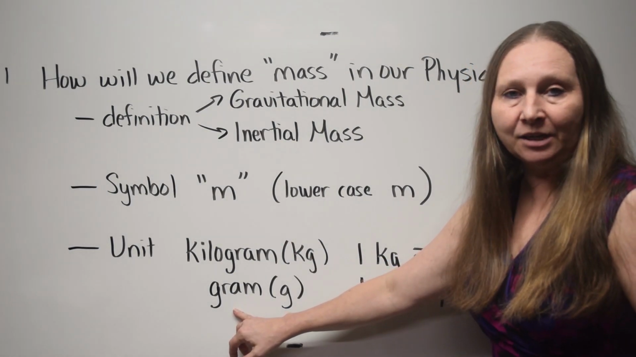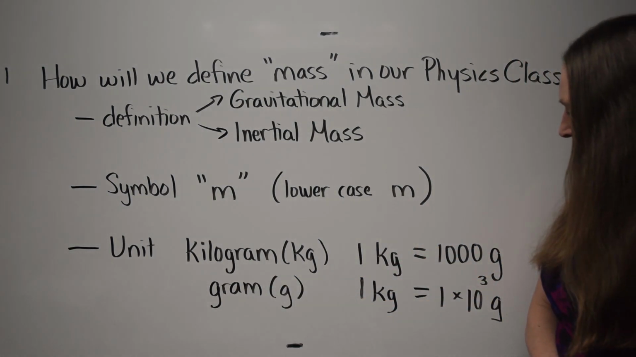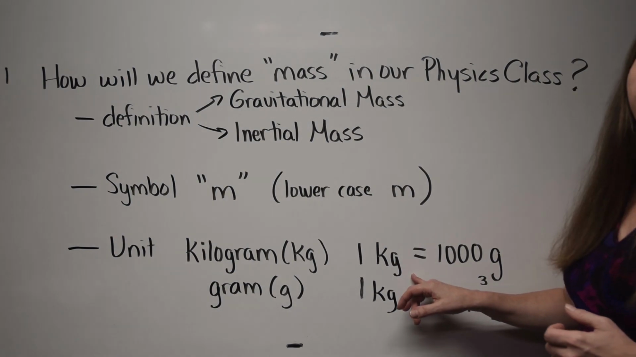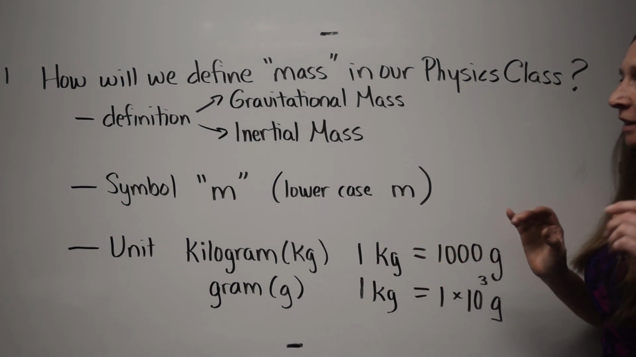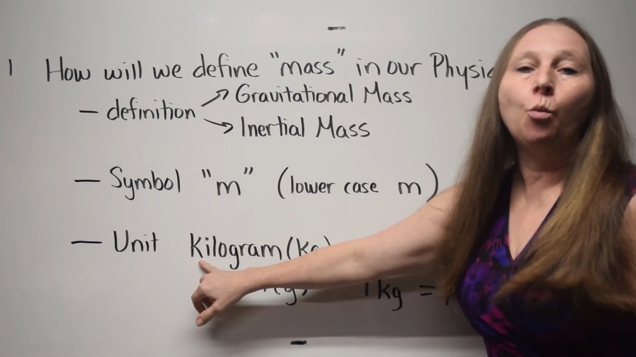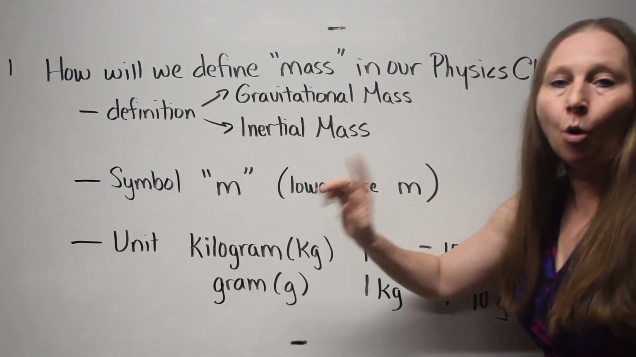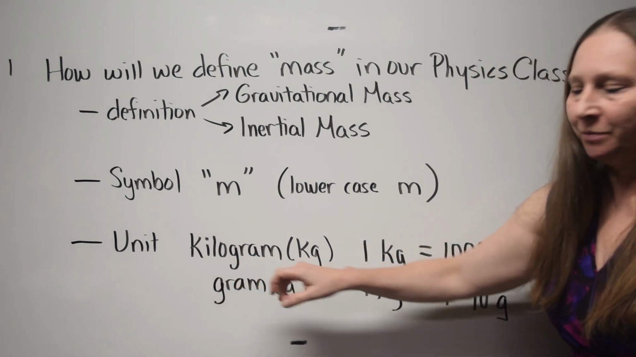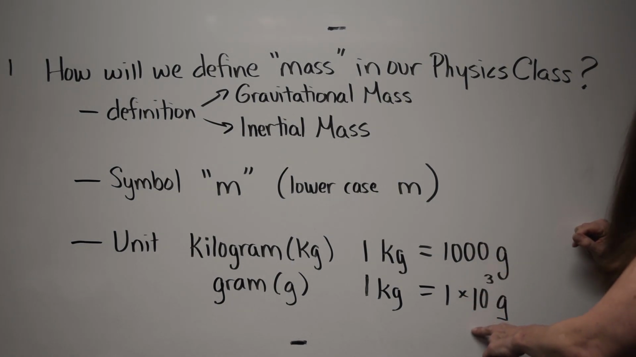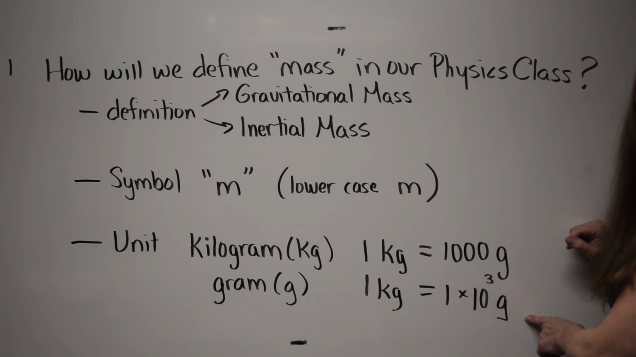When we need smaller masses, we use the gram, and that would be abbreviated with a lowercase g. Now, the kilogram is the larger unit. 1 kilogram, 1 big kilogram, would be 1,000 little bitty grams. Kilo means 1,000. So what you're looking at here is kilogram, or 1,000 grams. Yes, 1 kilogram equals 1,000 grams. Now remember that 1,000 can also be written 1 times 10 to the 3rd grams.